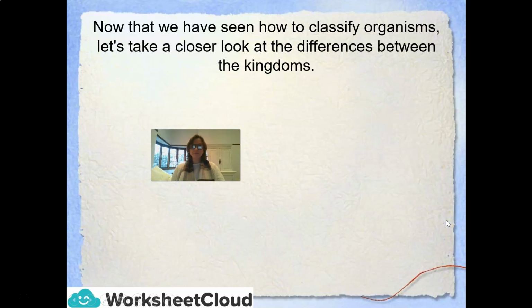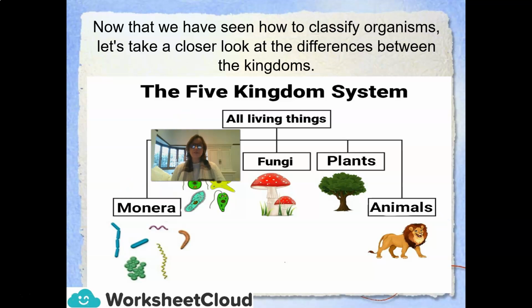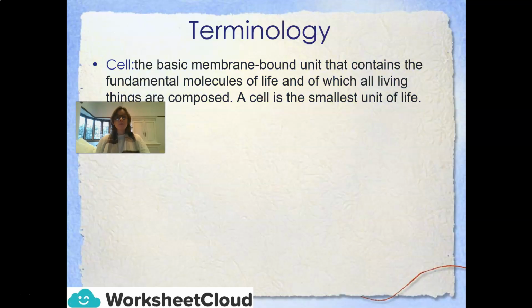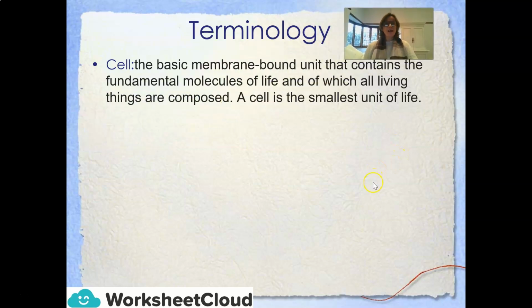Now that we have seen how to classify the organisms, let's take a look at the differences between the different kingdoms. So remember I spoke about the 5 kingdoms made up of all the living things, right? We've got the Monera, the bacteria, the Protists, the fungi, and plants and animals, which we look at in a lot of detail at grade 7 level. Before we start that, I just want to go over some basic terminology with you so that you understand what I'm talking about when I speak about the different characteristics of the different kingdoms.